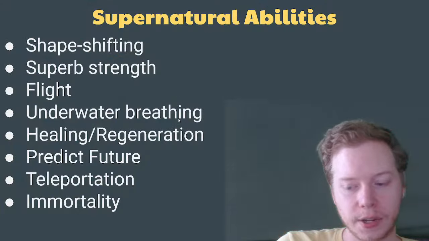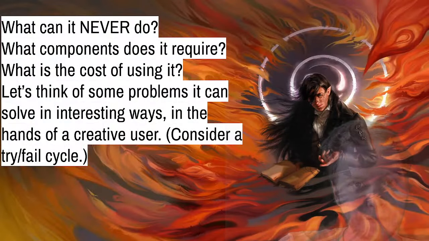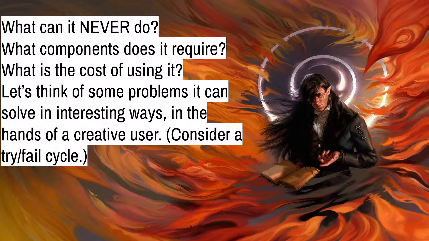So we're not going to design a new system now, but just some last considerations. Think of what it can never do. That can be part of the hard rules and constraints. Something it can't do. Limitations are just as, if not more, interesting than the powers. What components does it require? Is there a heavy cost with using it? Think of some problems that it could solve in interesting ways in the hands of a creative user. Maybe brainstorm a couple of try-fail cycles where your hero would attempt to use the magical tools they have access to to resolve their issues, and as they hit obstacle after obstacle, they're forced to change their tactics and adapt.